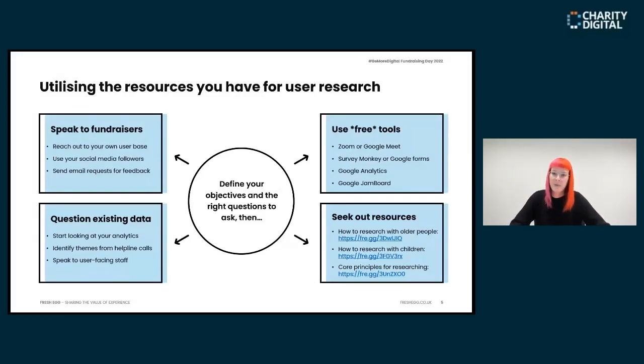So a couple that I've linked to here are the ones that we've produced at Fresh Egg. So two articles on how to conduct research with people of different ages, and also a link to our user research principles, which are the 10 foundations that we base all of our research around, just to make sure it's ethical and robust and honest. So it's a great place for you to start to get an idea of how to really shape the foundation of any user research that you want to do, and make sure you're asking the right questions.